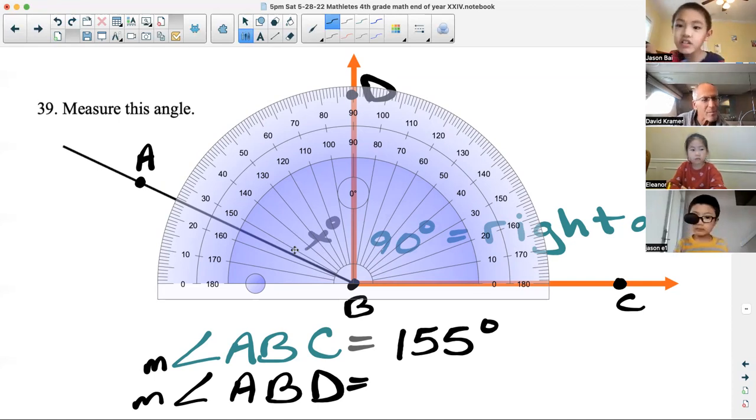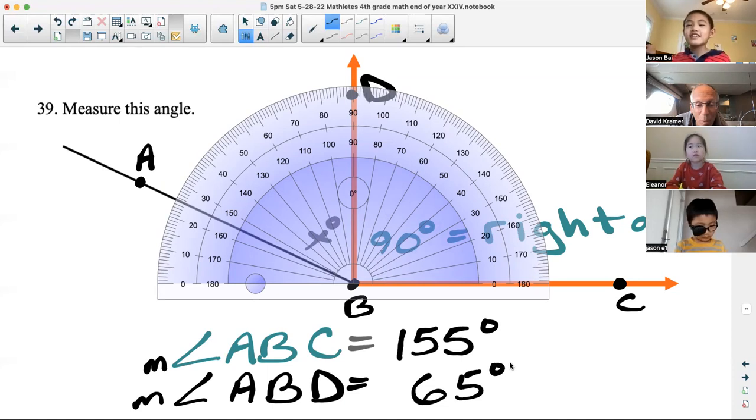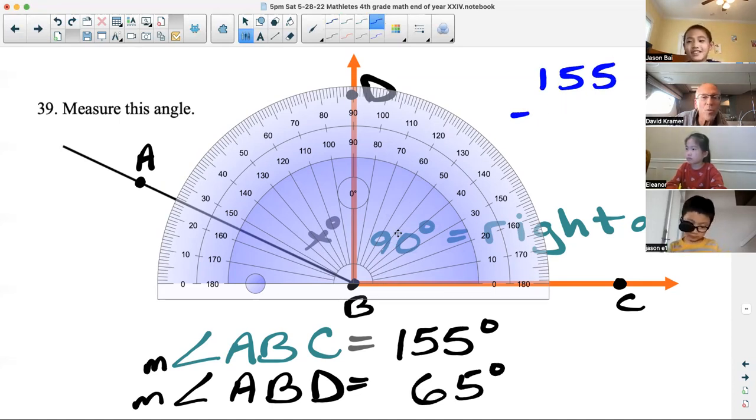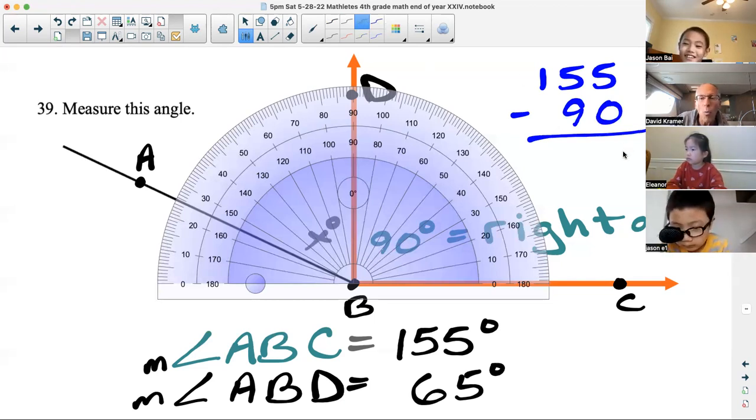Angle ABD is 65 degrees. How did you get that? Oh my God, Jason B, what did you do? Now I just did 155 minus 100 plus 10 in my mind. You mean minus 90? Yeah, minus 90. And then I just knew it, like, instantly.